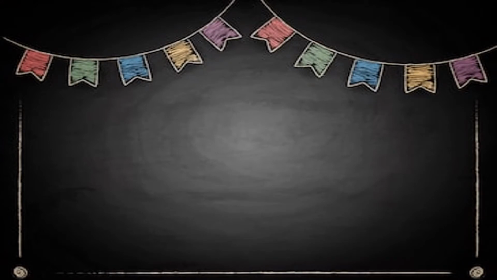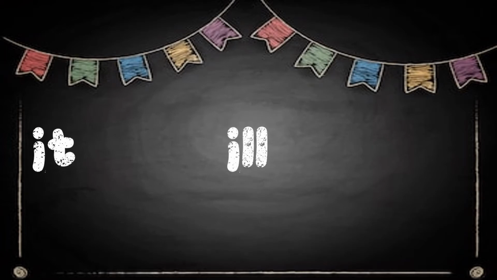Let me go ahead and write some words up on the board. I have the word it, ill, if. What letter do you see that might be making the I sound? We see the letter I at the beginning of each of those words. And the letter I is what is making the I sound. I is the short sound of the letter I.